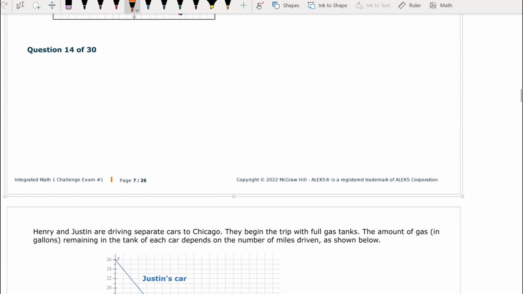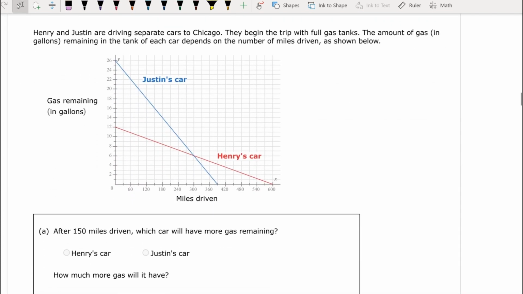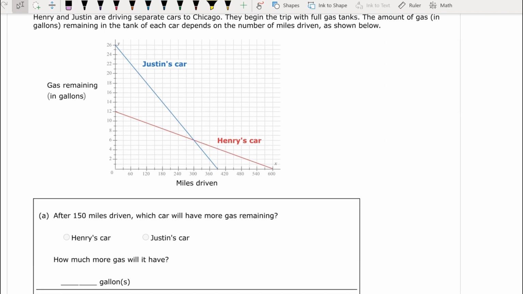Alright, we're heading down to number 14. Henry and Justin are driving separate cars to Chicago. They begin the trip with full gas tanks. The amounts of gas in gallons remaining in the tank of each car depend on the number of miles driven, as shown below. As you see, the graph has the x-axis as miles driven and the y-axis as gas remaining. One line is Justin's car, and the other line is Henry's car. After 150 miles driven, which car will have more gas remaining?